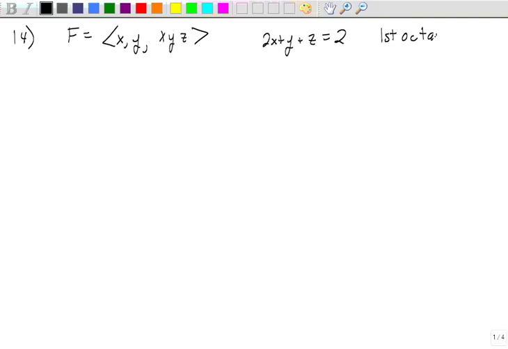Okay, let's look at 14. We run across that same plane, pretty much. This is 2, this is 2, this is 1. That's the equation y equals 2 minus 2x.